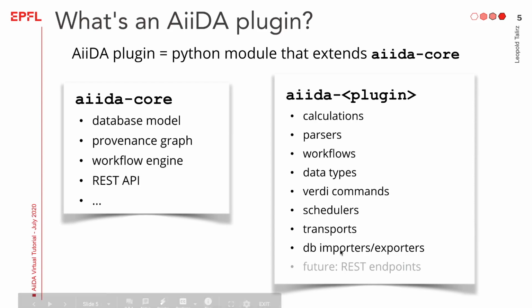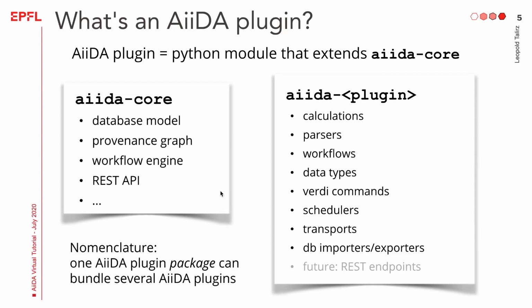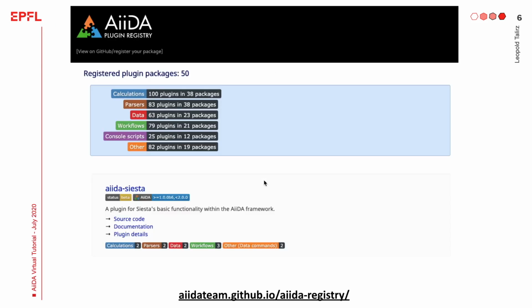You can connect to external databases, and in the future, you'll also be able to add new endpoints to the AiiDA REST API. Just a note on nomenclature. One AiiDA plugin package can bundle several AiiDA plugins, and you can then distribute your package, for example, on the Python package index, and you should register your package on the AiiDA plugin registry.